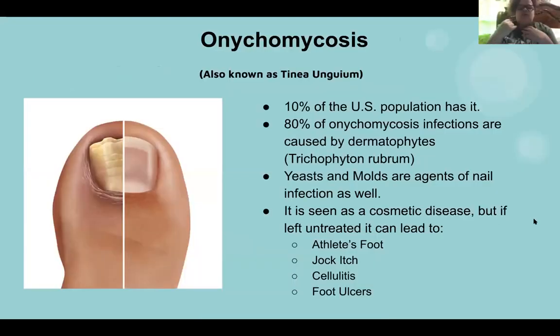Onychomycosis, which is also known as tinea unguium, is a very common disease. It affects 10% of the U.S. population, and it also affects 5.5% of the world population, which I actually did the math for, and it's 240 million people who have this disease. And 80% of the onychomycosis infections are caused by dermatophytes, the main one being Trichophyton rubrum. Yeast such as Candida albicans and non-dermatophyte molds are agents of nail infections as well.